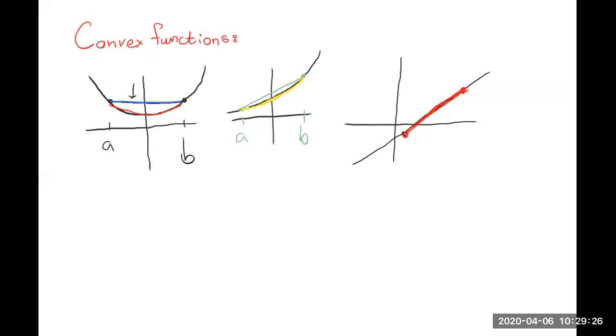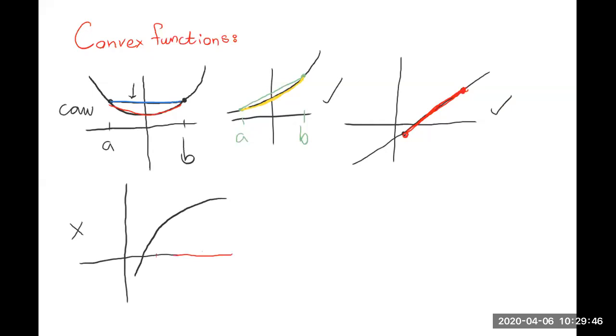So these are some examples, and these are some examples of things which are not convex. So this is convex. This is convex. This is convex. This is not a convex function, because if I choose two points here and look at these points, the line which connects them is under the function. Actually, it is a concave function.